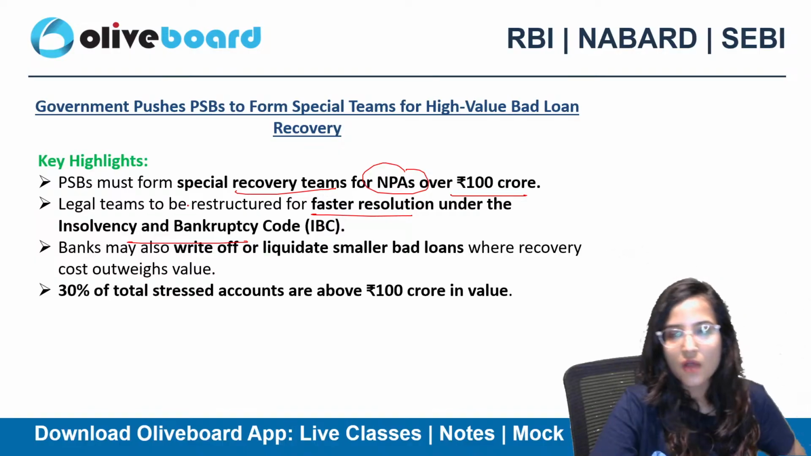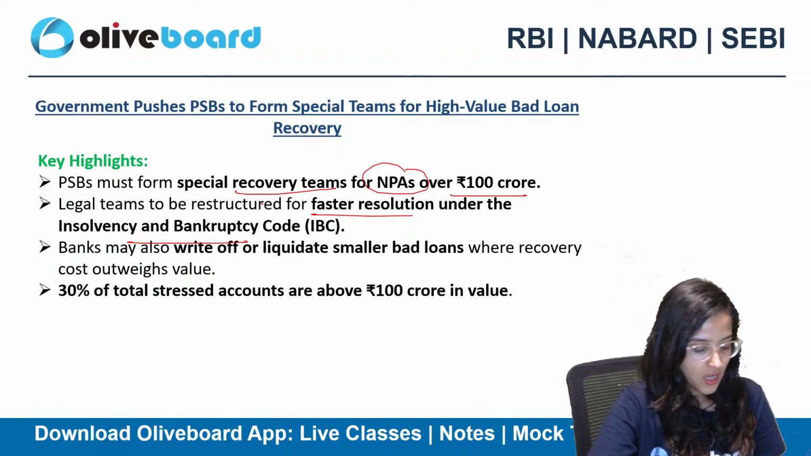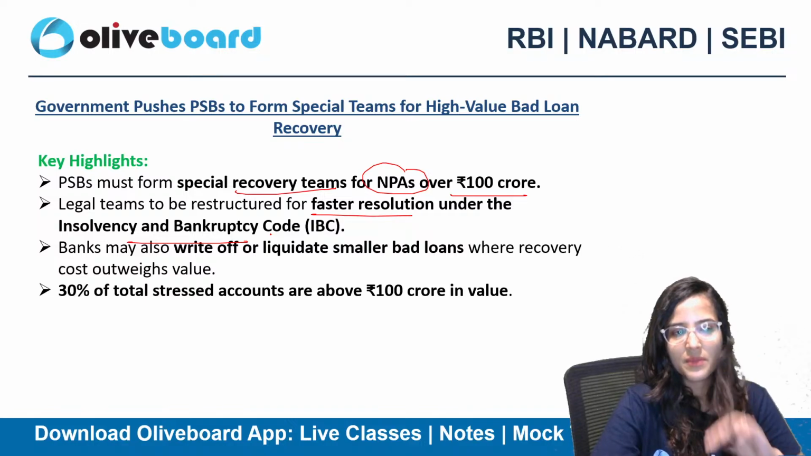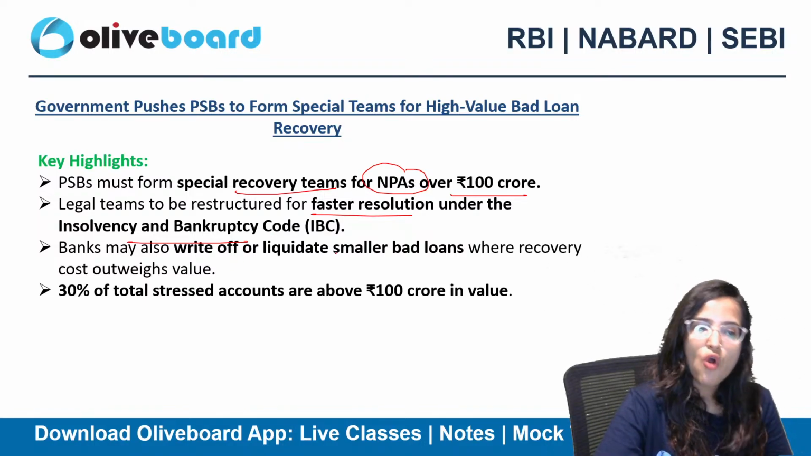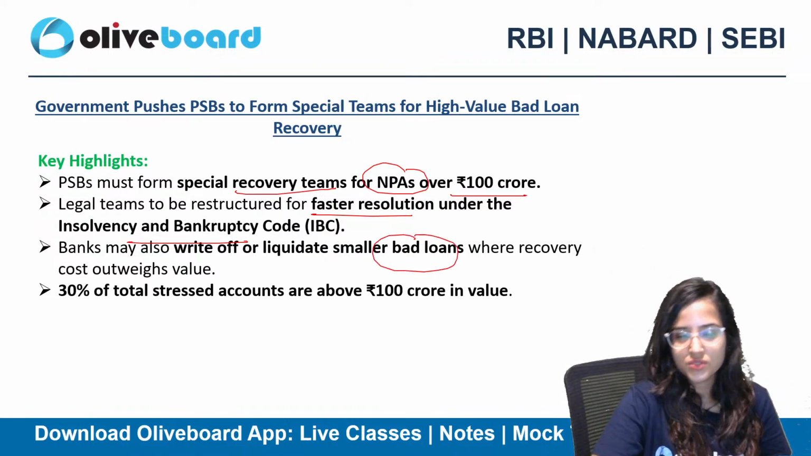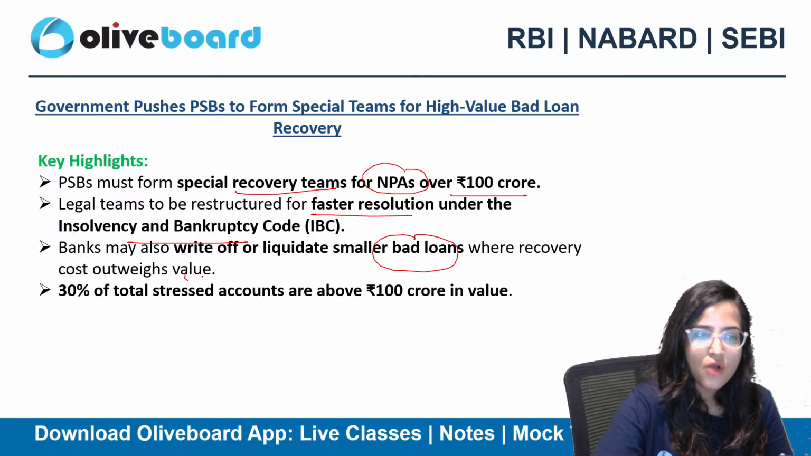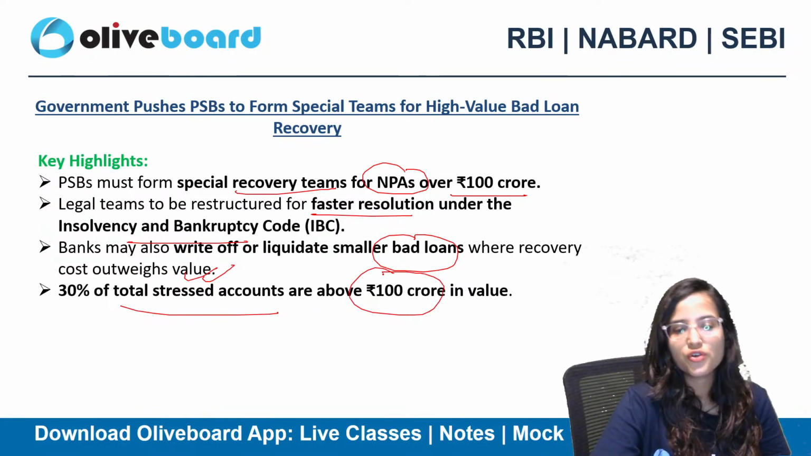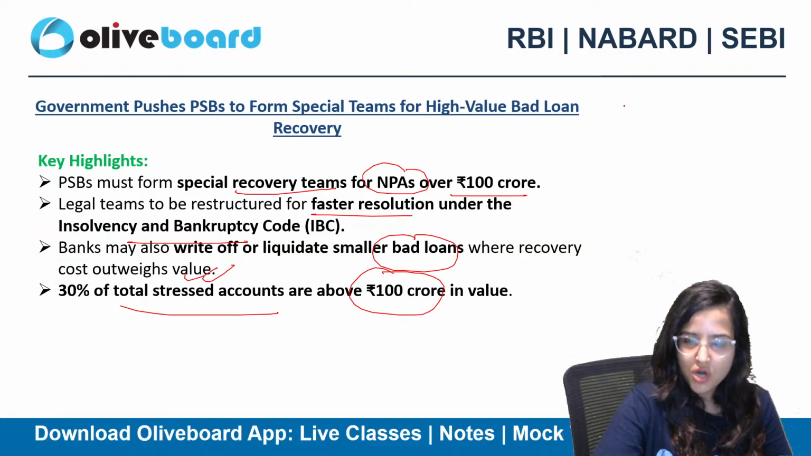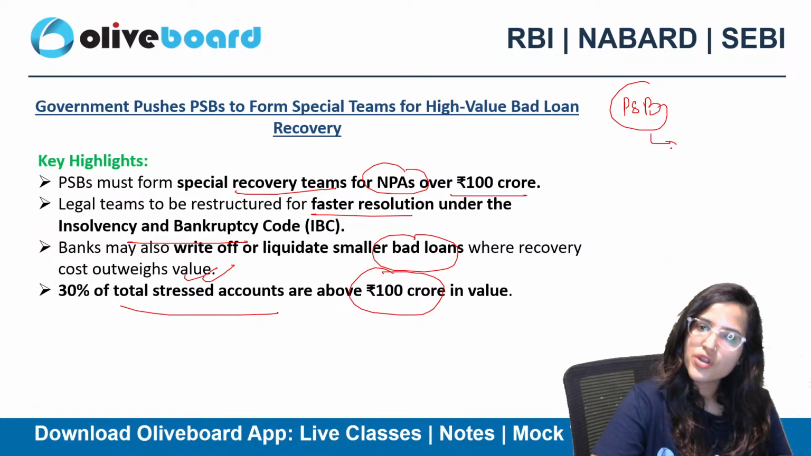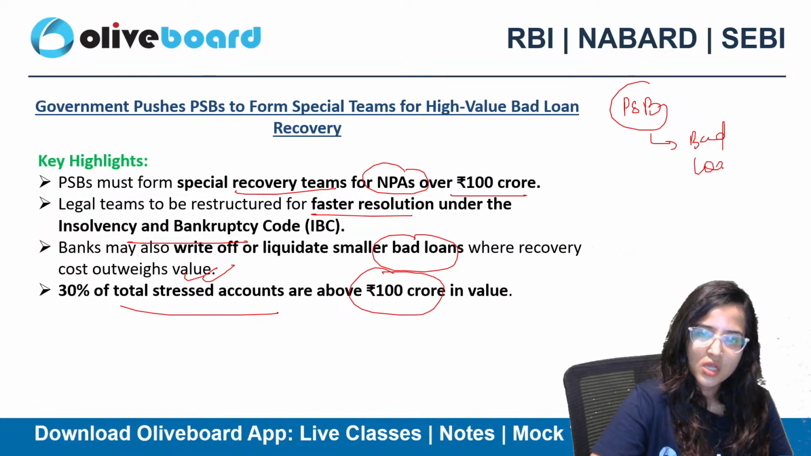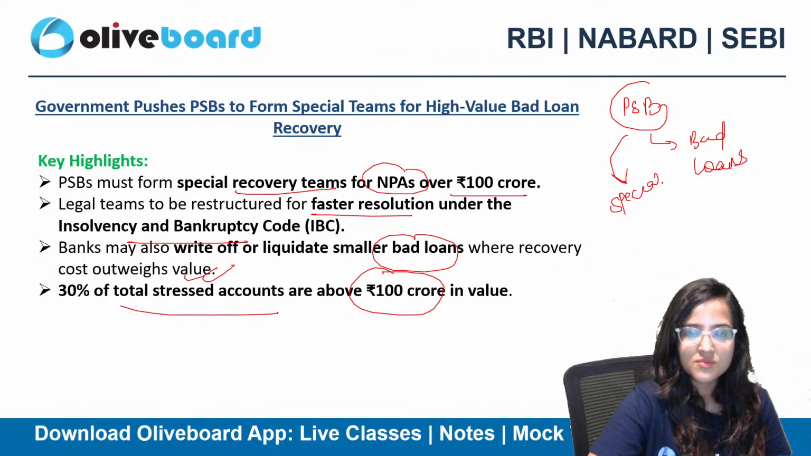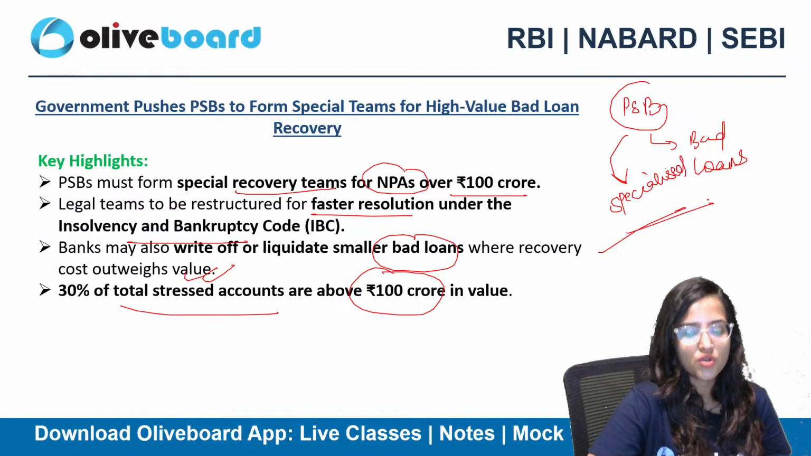Okay, these teams are going to be restructured so that a faster resolution through the IBC can be done, and banks may also write off or liquidate smaller bad loans where recovery cost outweighs the value. 30% of total stressed accounts are over 100 crore in value. So basically, in short, the public sector banks, in order to recover their bad loans or the NPAs, have to make specialized teams which will fast track this process.